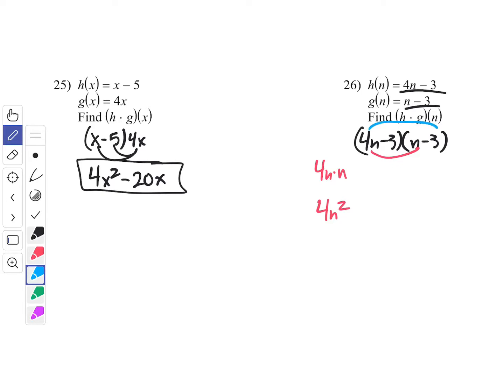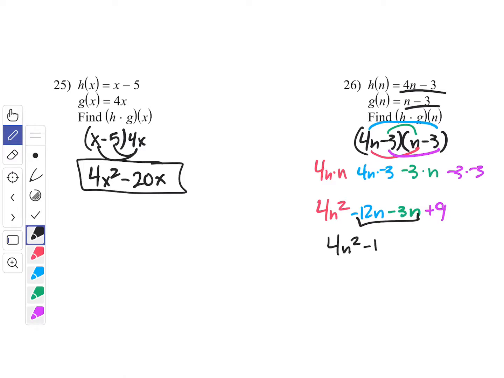our outer, 4n times negative 3, negative 12n, our inner, negative 3 times n, negative 3n, and our last, negative 3 times negative 3, which would be a positive 9. Combine like terms, we get 4n squared minus 15n plus 9. And there is our next one.